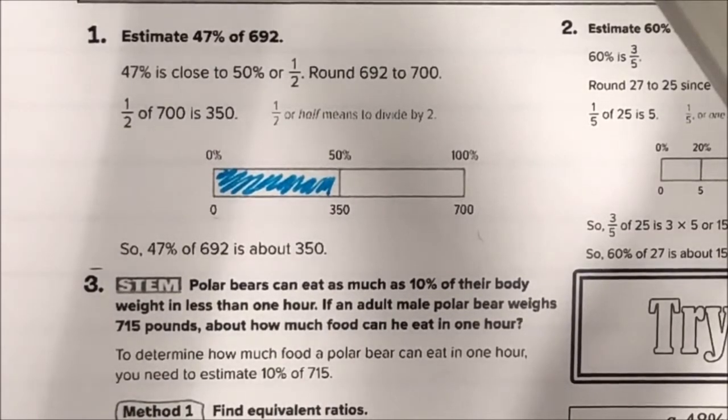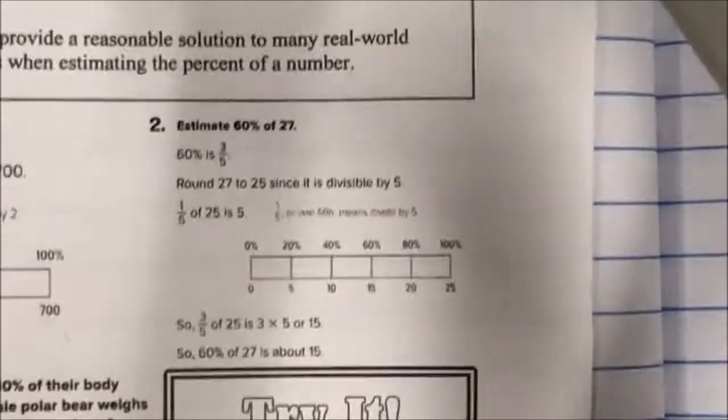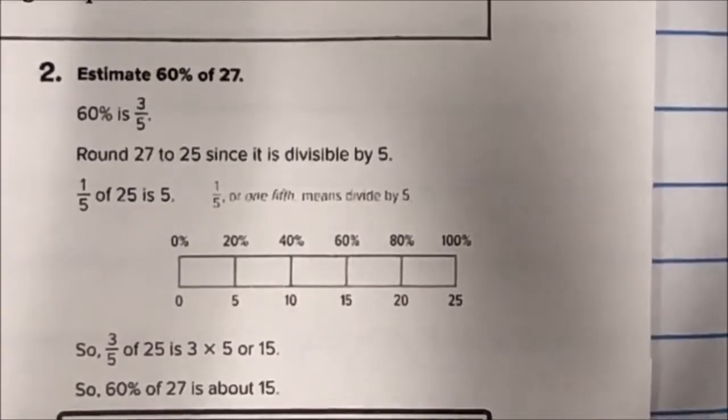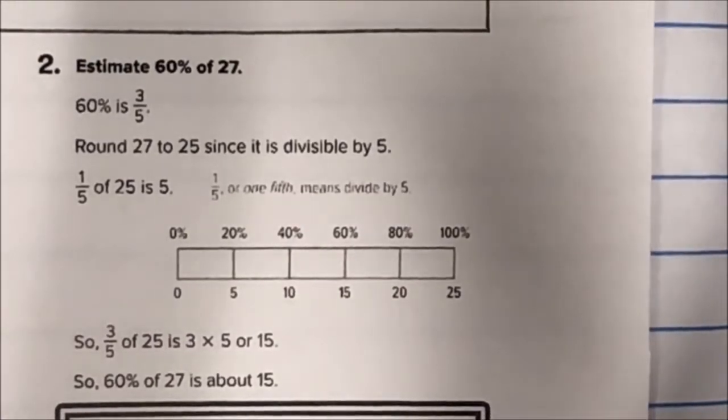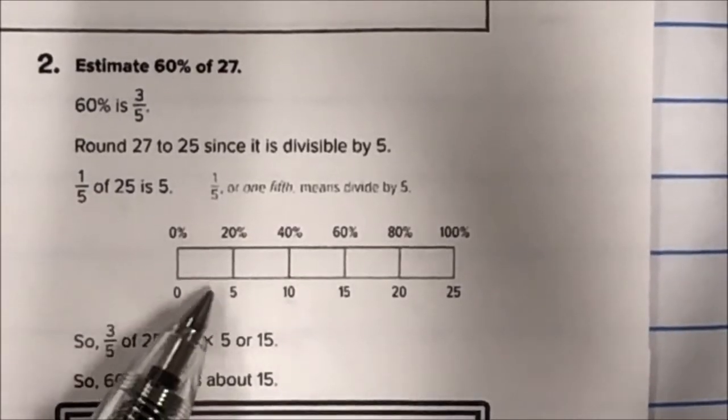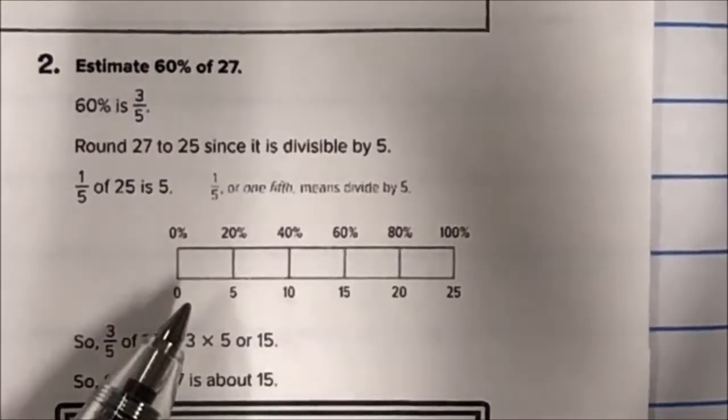Is it going to be exact? No, we're estimating. All right. Let's look at example number 2. Example number 2 says estimate 60% of 27. 60% is 3/5 of a number. 27, I can round to 25 since it's divisible by 5, okay? The reason I do that is I look down here at my bar diagram, right? I can break this down into 5s.